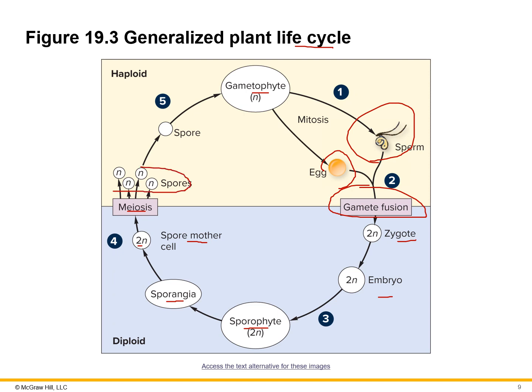That produces 4 haploid cells called spores. Then that spore develops into that gametophyte generation. Again, then the gametophyte can produce the egg and sperm cells using mitosis.